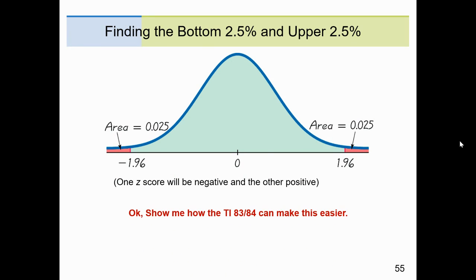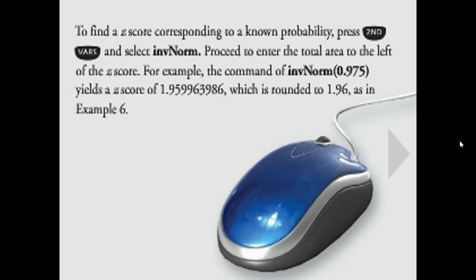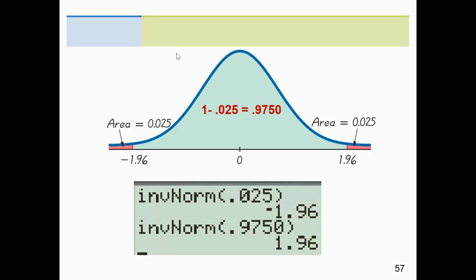Show me how the TI can make this easier. Well, here's the inverse norm. You go to second function, DISTR, you come down to number 3, I believe it is, inverse norm. Now, the inverse norm wants 3 inputs: the area, the mean, and the standard deviation. On the 84, it walks you through that. It says, hey, area, mean, standard deviation. On the 83, it goes inverse norm, and then it relies on you to tell it. Once again, I'm telling you, the inverse norm function wants the area first, the mean second, and the standard deviation third. All right, and there's my answer.